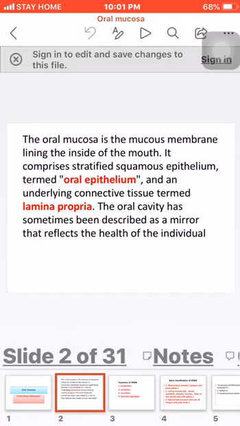Oral mucosa is the mucous membrane lining the inside of the mouth. It comprises stratified squamous epithelia, termed oral epithelia, and the underlying connective tissue, termed lamina propria. The oral cavity has sometimes been described as a mirror that reflects the health of the individual.